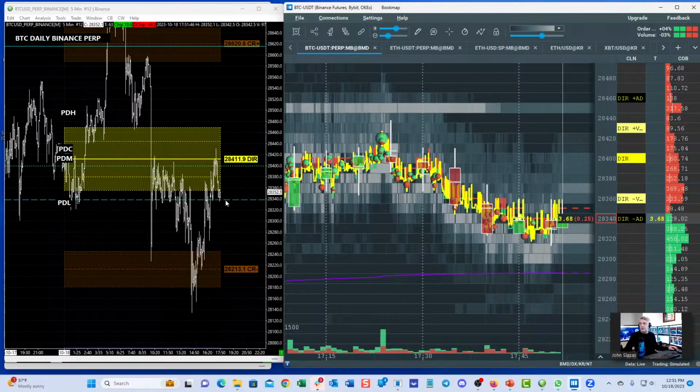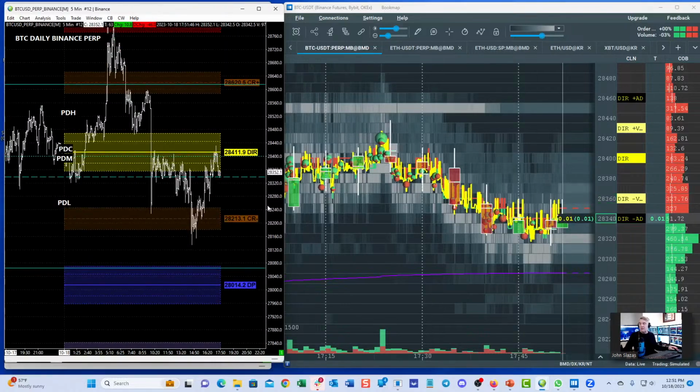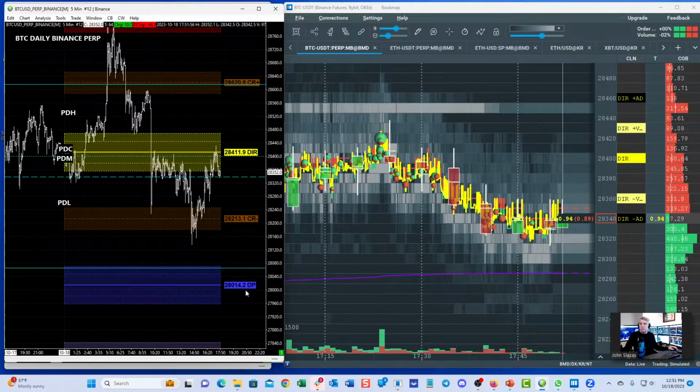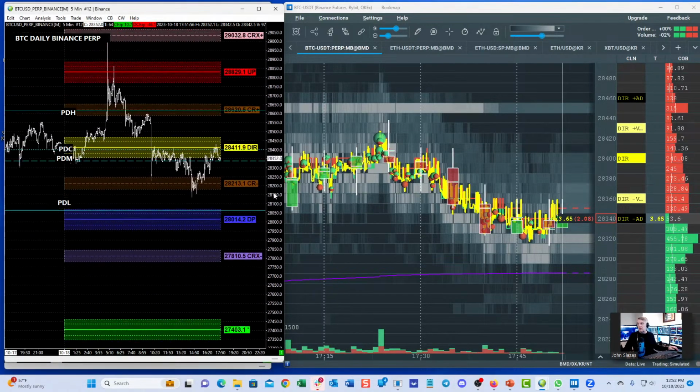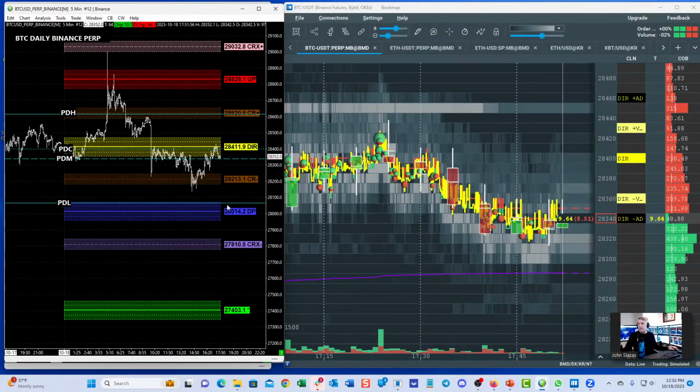And this is a good validation trigger that this thing could start rotating back down. And if it does, what could we see? Well, we could see a play for 28,000. And that's one APMD. We had a half APMD. That would be a full APMD to the downside. What else would it be? Well, it's also going to be the previous day's low point.